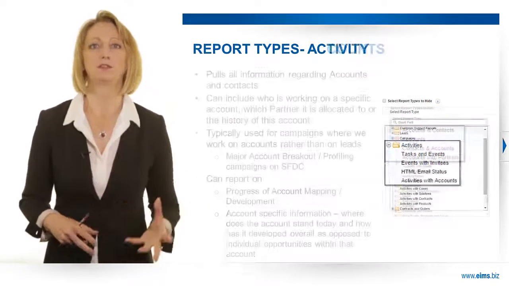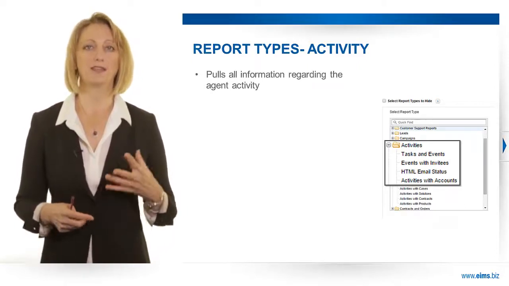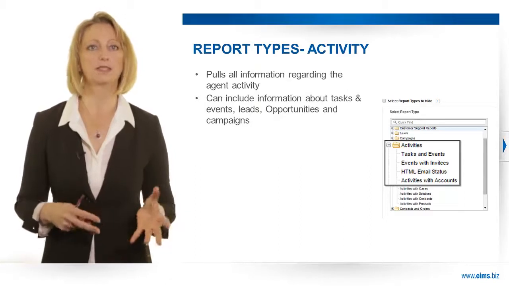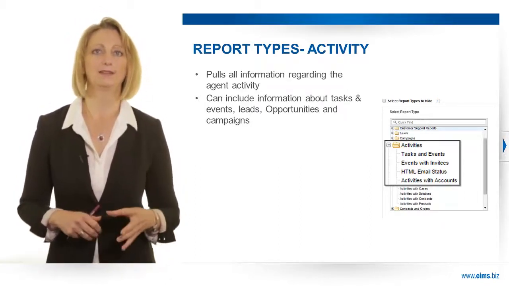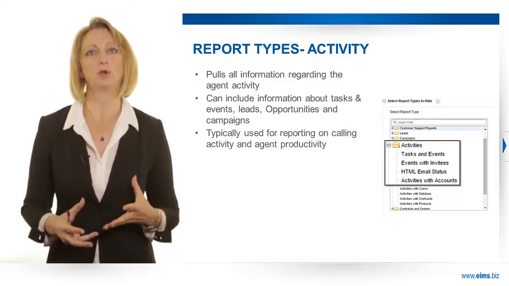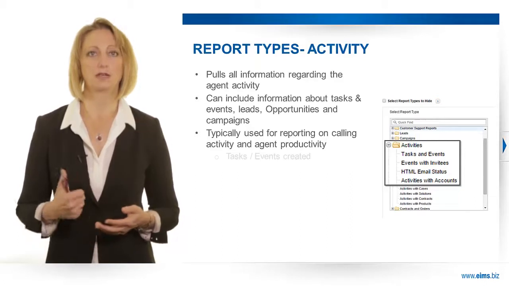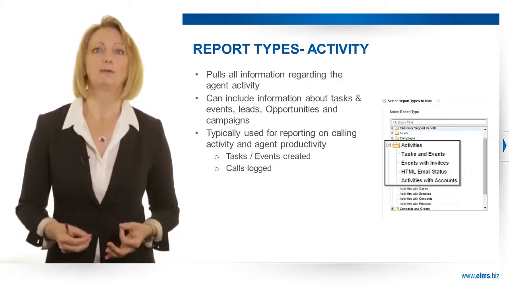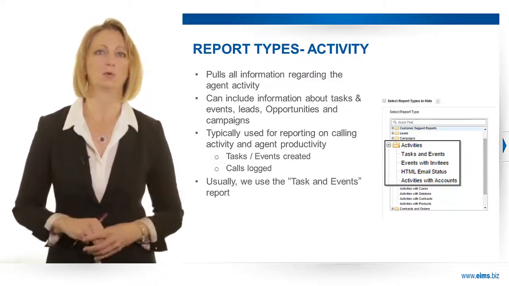Then we have the activity report. And this pulls all information regarding the agent activity. It can include information about tasks and events, leads, opportunities and campaigns. And this is typically used for reporting on calling activity and agent productivity, so tasks, events created or calls logged. From all available reports under this section, we usually use the task and events report.